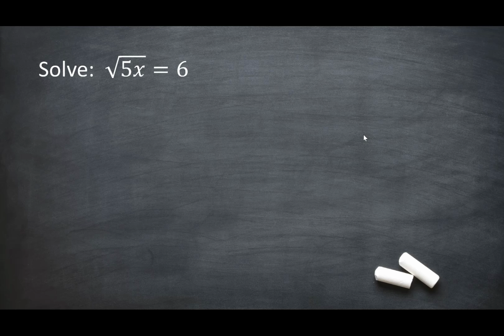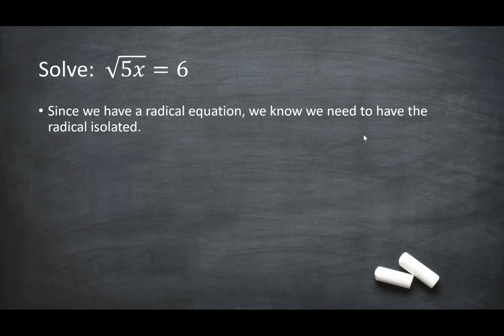The methodology I'm going to use in this video is to double check and make sure that the radical is isolated all by itself, and then we will raise to a power. So in this case I have the square root of 5x is equal to 6, and as a check we can note that first we have a radical equation, and secondly we have to make sure that the radical is isolated, meaning it's all by itself on one side of the equal sign. For the square root of 5x we can see that it already is.